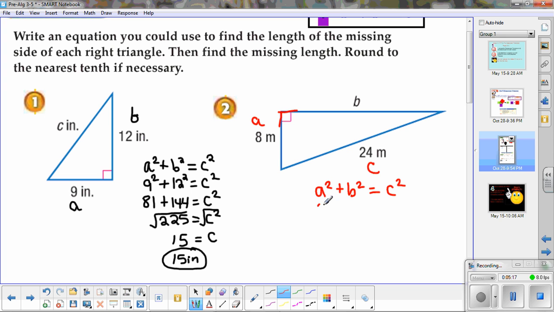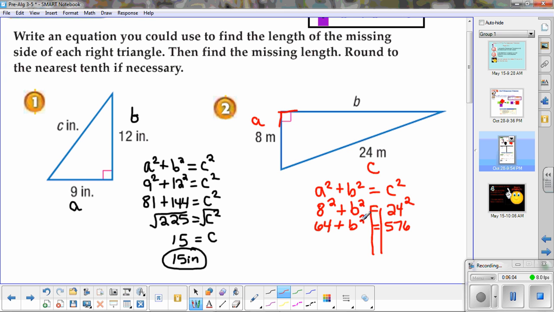A is 8, so 8 squared, plus b, we don't know what b is, so I'm going to leave that as a b, and c is 24, so 24 squared. Now, if I want to get b by itself, I'm going to have to get rid of this over here. But before we do that, why don't we go ahead and simplify this? 8 squared is 64. This is still going to be b squared. And then 24 squared is 24 times 24. 24 times 24 is 576.